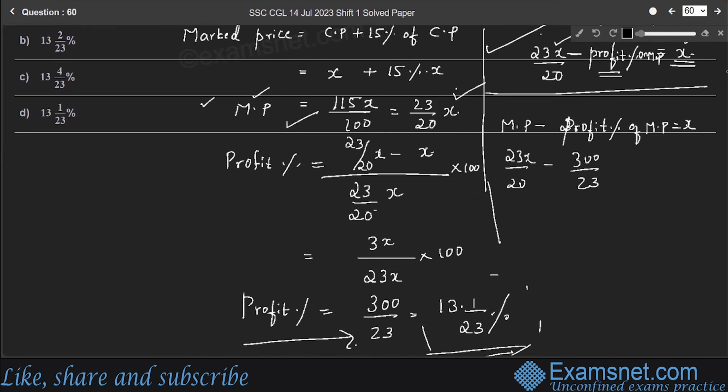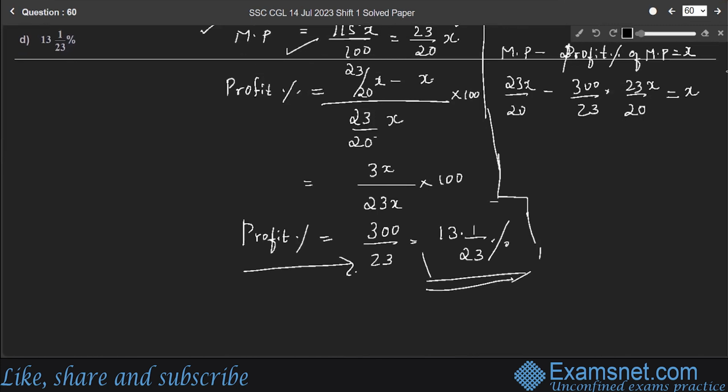23 or 13 1/23. Both are the same. Of market price, which means 23 by 20 x, right? So it should be equal to x, right? Let us verify whether LHS is equal to RHS, right? So you can cancel 23 and 23 and 1 0. Or you can take 23x by 20 common, right? So 23x by 20.